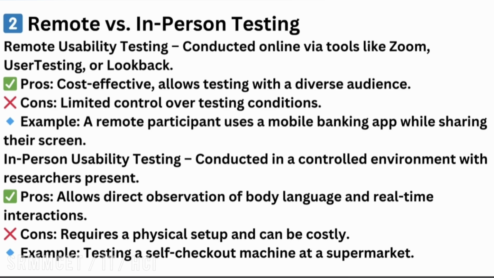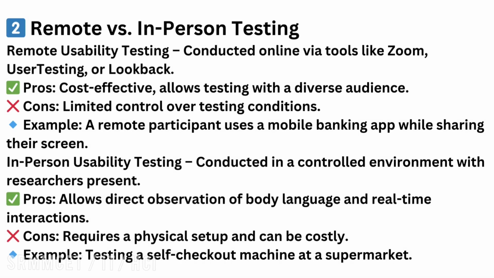So if we move to in-person usability testing, the pros are it allows direct observation. It's good for real-time interactions, and the cons are it requires physical setup and can be costly because we have to call them in person, we have to check, and we require some time. So everything comes under the disadvantage. Example, testing a self checkout machine at a supermarket, it is the real time example here.